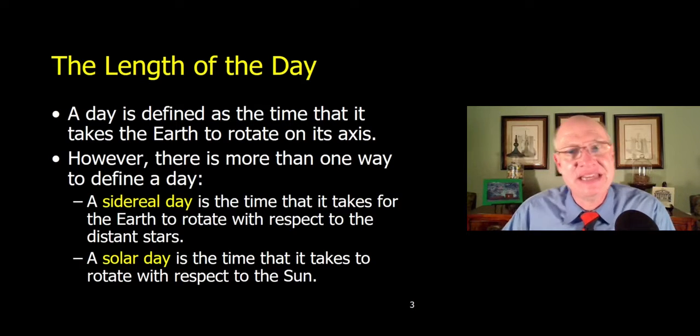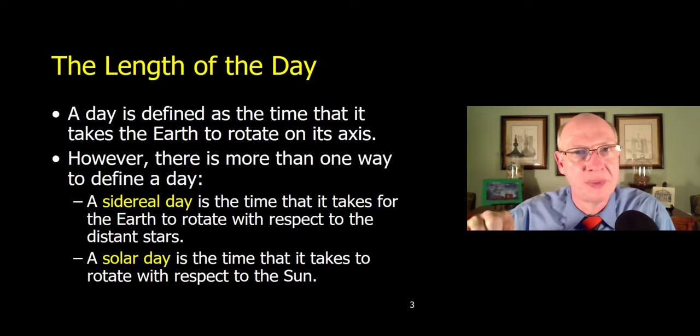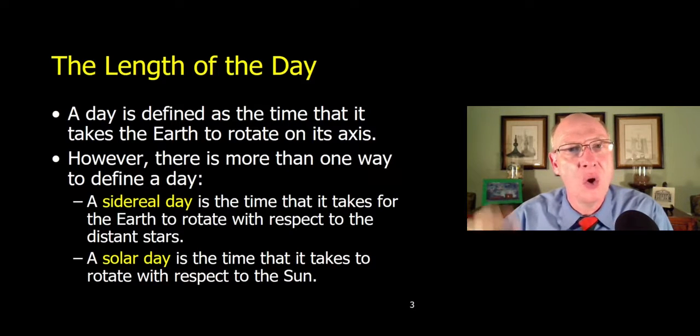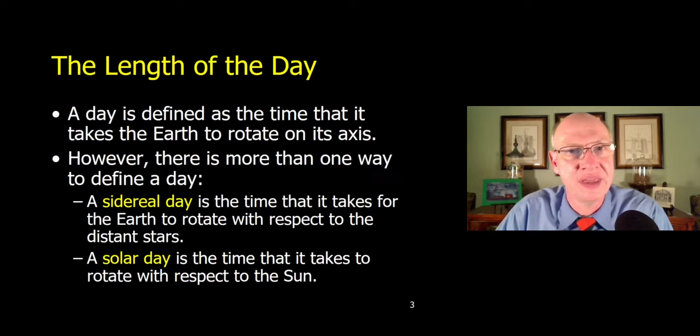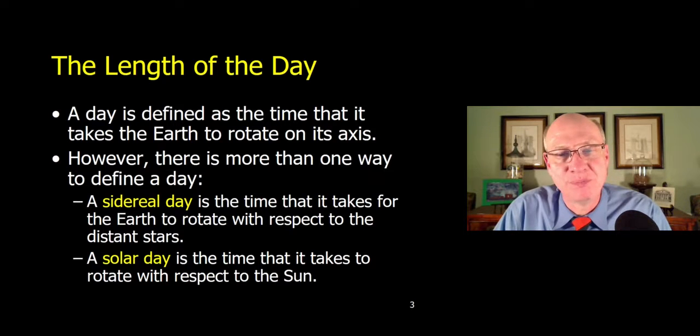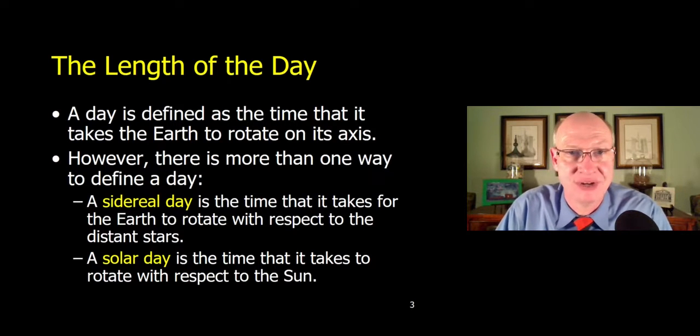For example, is a year the length of time that it takes the Earth to orbit the sun with respect to the stars, or the length of time that it takes to go from one equinox to the next equinox, called a tropical year? Or even the length of time it takes to go from when we're closest to the sun to when we're closest to the sun again, called the anomalistic year. A day is defined as the length of time it takes the Earth to turn on its axis. But again, we have to talk with respect to what? Because there's more than one way to measure a day.